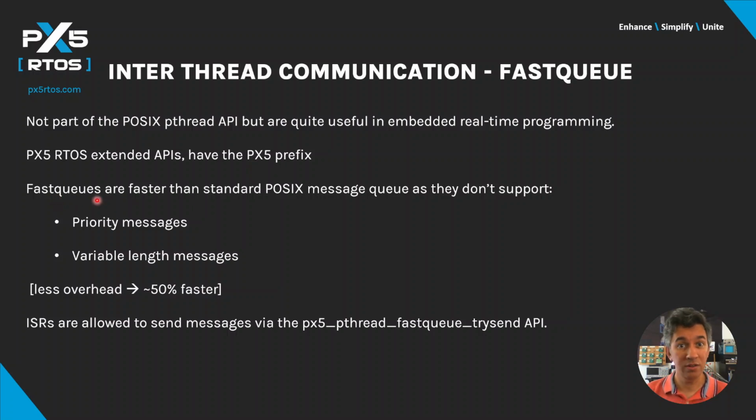Fast queues are, as the name implies, faster than standard POSIX messages, and that's because they don't support priority messages or variable length messages. These represent less overhead, so they can be roughly 50% faster. Also, interrupts can send messages via the FastQ try-send API, which can be very useful. Let's take a closer look at the APIs.